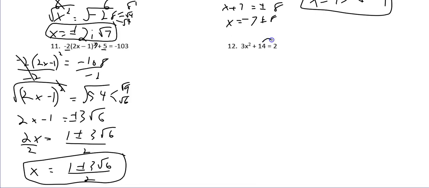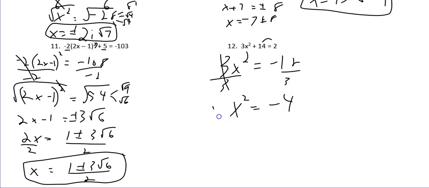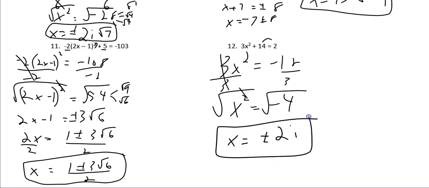All right, last one here. We're going to subtract 14. So that gives me 3x squared equals negative 12. Now we get rid of the 3 by division because it was multiplied. x squared equals negative 4. Square root, square root. As soon as I see the square root of a negative, remember, it's not no solution. It's going to have an answer with an i. So that's x equals, we always have plus or minus, square root of 4 is 2, and the negative comes out as an i.